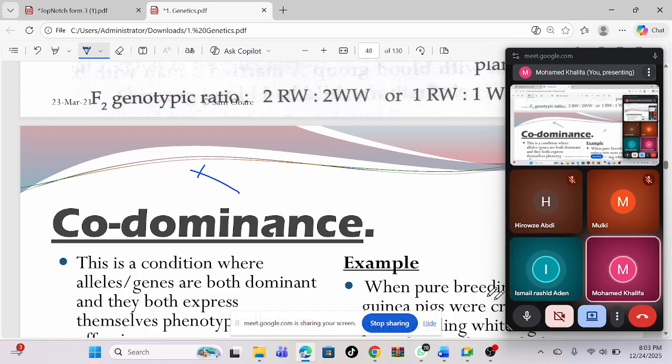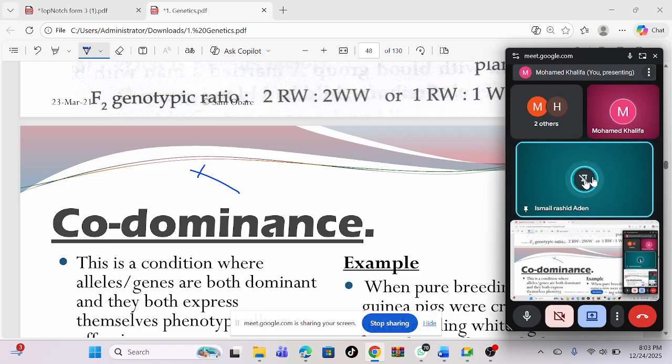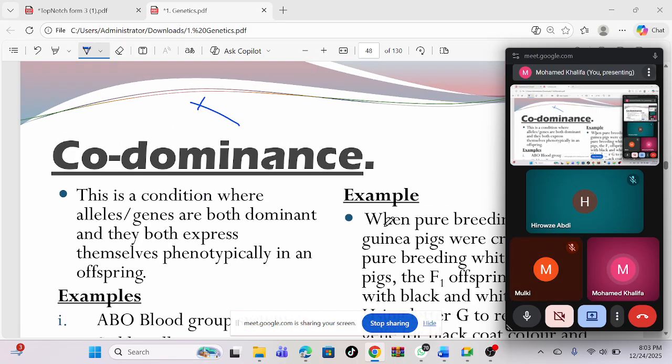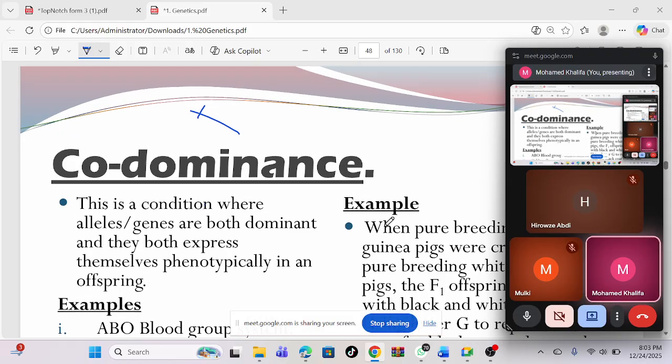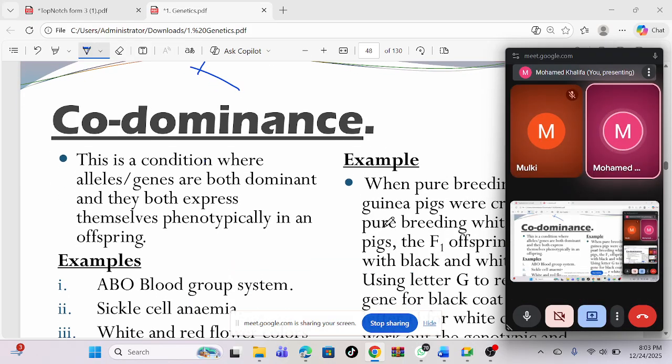just the crossing, and also the use of the Punnett square, and it is important. The others you are just given. So codominance, we were on codominance.